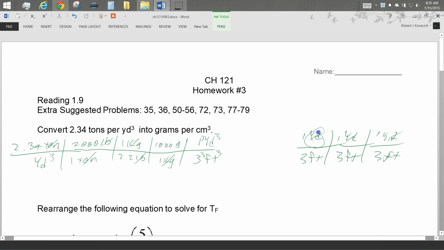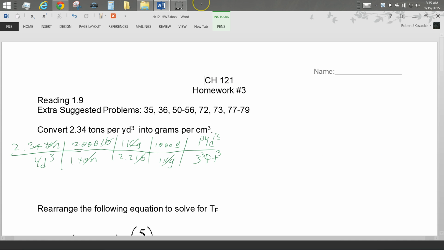Or I could just take this yard and this yard and this yard and say it's yards cubed, and this 1 and this 1 and this 1 and say it's 1 cubed, and this 3 and this 3 and this 3 and say it's 3 cubed, and so forth. So I'm just going to get rid of all that. So what I was able to do is cancel out all 3 yard units at once. I've got feet cubed down here. I don't really want feet cubed. I want centimeters cubed.